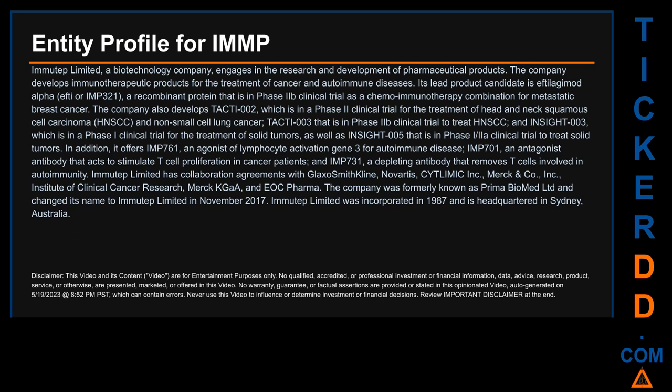The company was formerly known as Prima Biomed Limited and changed its name to Immutep Limited in November 2017. Immutep Limited was incorporated in 1987 and is headquartered in Sydney, Australia.